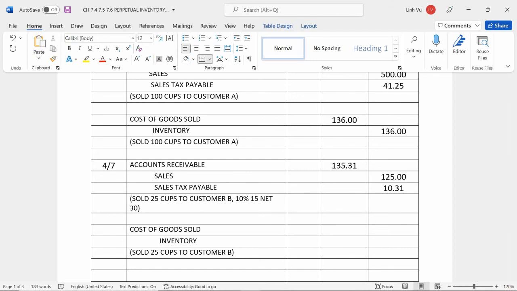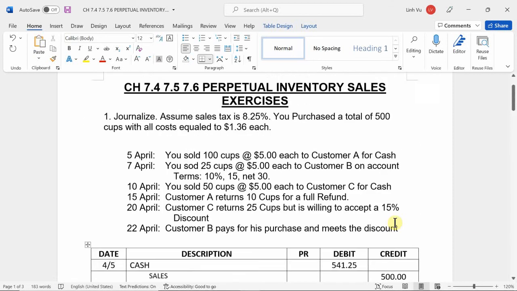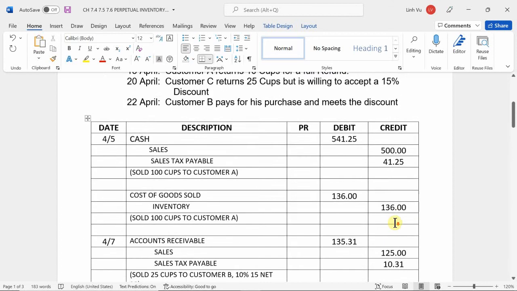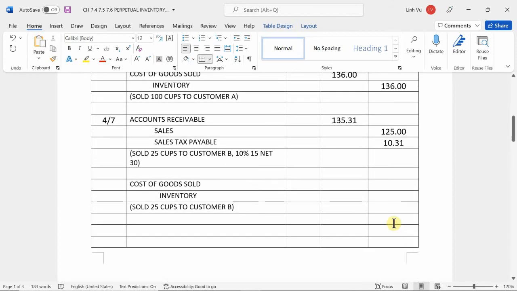Okay, so in this case, if it cost me $1.36 each and I sold 25 of them to customer B, how much is it going to cost me? What's my cost of goods sold? $34. Okay.